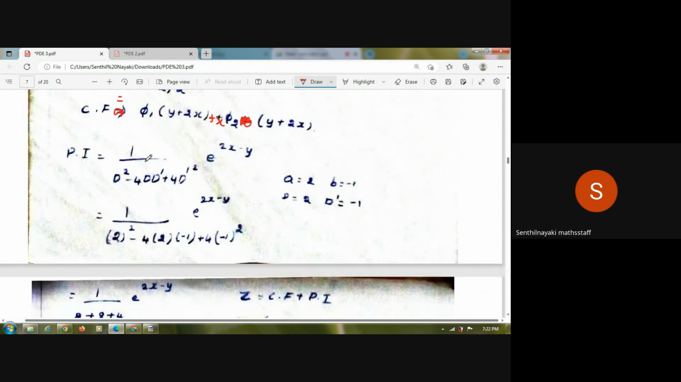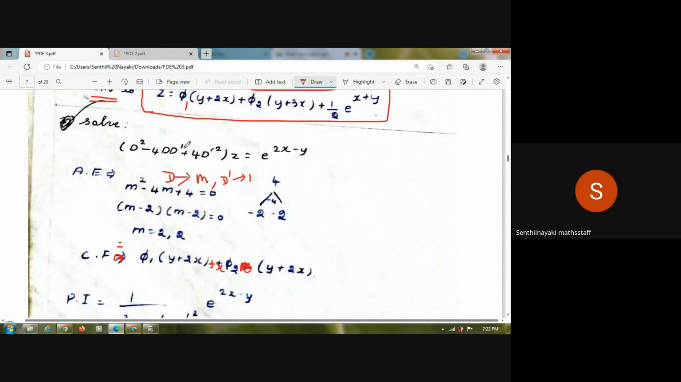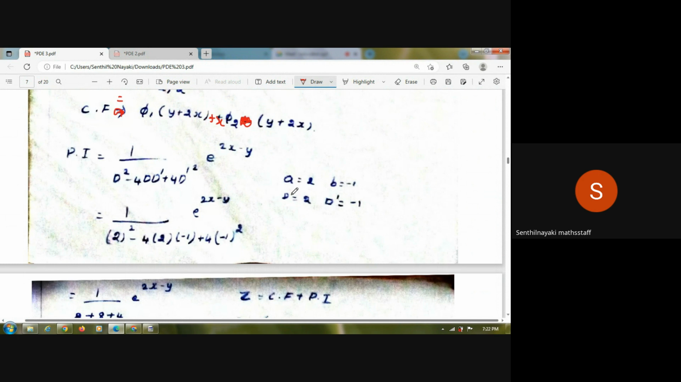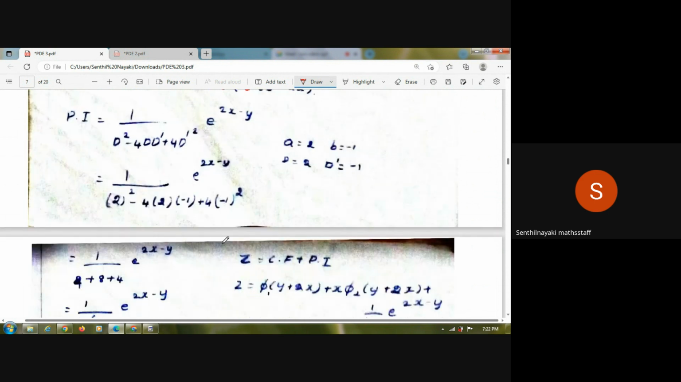And then the PI is 1 by d square minus 4d d dash plus 4d dash square, into e power 2x minus y. Therefore a value is 2, b value is minus 1, so d is replaced by 2 and d dash is replaced by minus 1. Then we get 1 by 2 square minus 4 into 2 into minus 1, plus 4 into minus 1 the whole square. After simplifying, 2 square is 4, 4 into 2 is 8, 8 into minus 1 is minus 8, minus into minus is plus 8. Minus 1 the whole square is plus 1, plus 1 into 4 is 4. So we get 16, 1 by 16 e power 2x minus y.